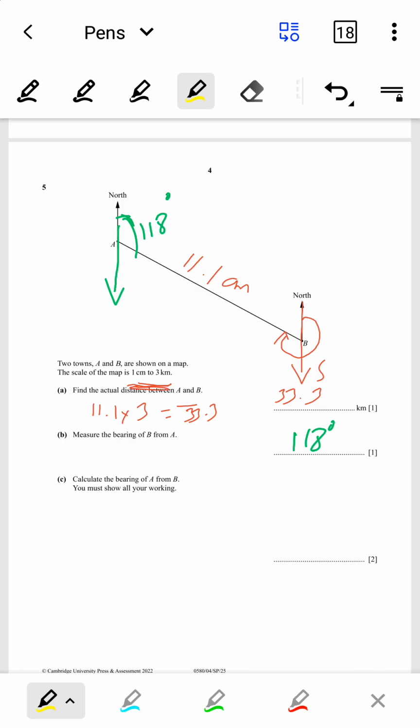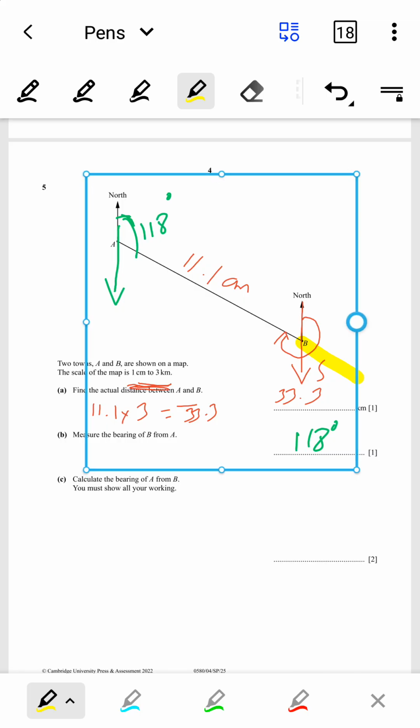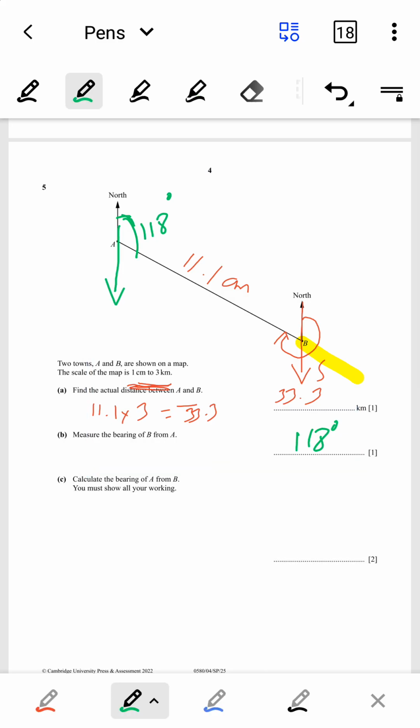I'll go with some other color. Extending this line, it will become a straight line. So this will be the corresponding angle. So 180. This will be a straight line, in the sense 180. So if you add 180 plus 118, you will get 298 degree. So this is the bearing of A from B. Okay, this is one method.